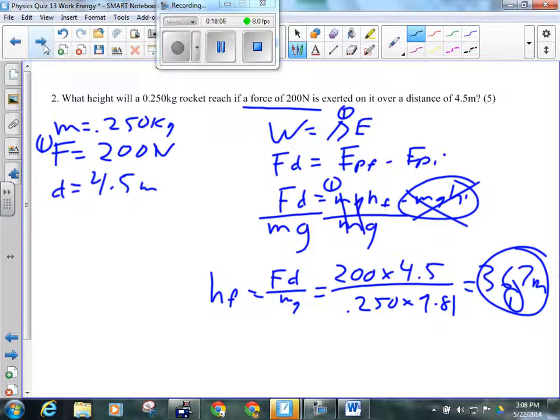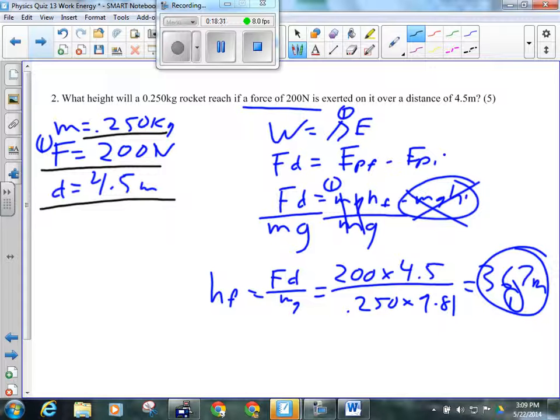Something like that. Okay, so what we've got here is we know the force, we know the mass, and we know the distance over which the force is exerted. What kind of energy about the rocket is it going to change? Potential. I mean, it's going to change the kinetic as well initially, but we're only worried about the maximum height where it only has potential energy. So, okay, that's the one we're kind of focused on.